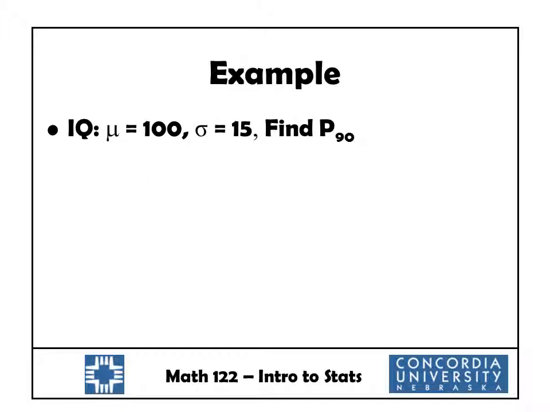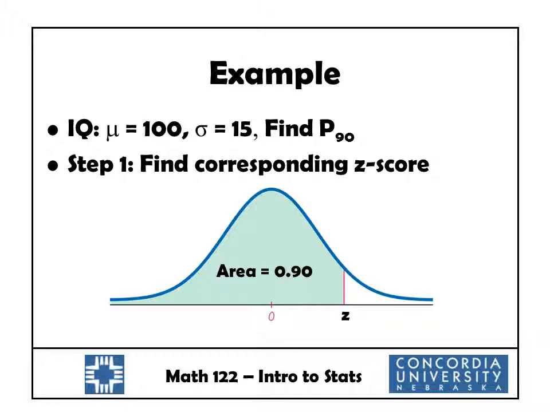Now, dealing with a non-standard normal distribution, let's go back to the IQ scores where we have a mean of 100, standard deviation of 15. Let's find the 90th percentile. So here we had two steps. The first one was find the corresponding z-score. So we draw our standard normal bell curve.